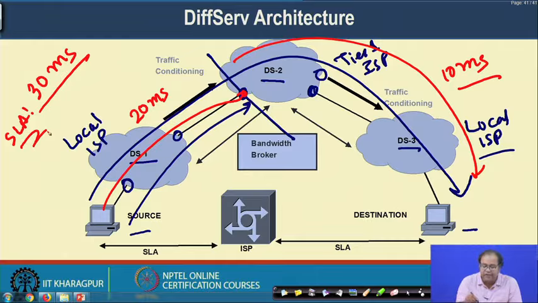Now, based on this, the differentiated service architecture takes the decision about how to treat the packet for this particular flow. To do this, it has a coordination among other DiffServ domains. Remember that unlike the integrated service architecture things that we have done, where we require a coordination among all the routers, here we do not require a coordination among all the routers, we just require a coordination among all the DiffServ domains, and that is done by this bandwidth broker.